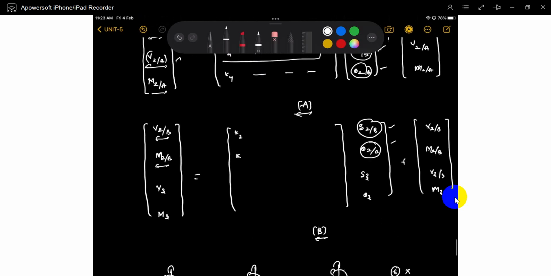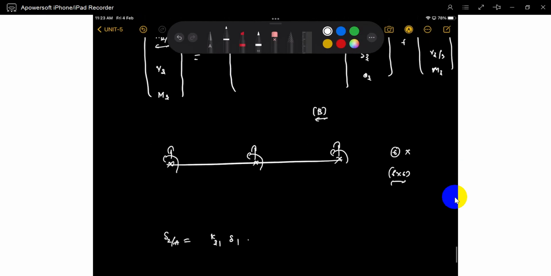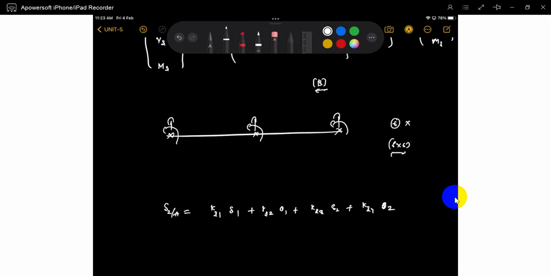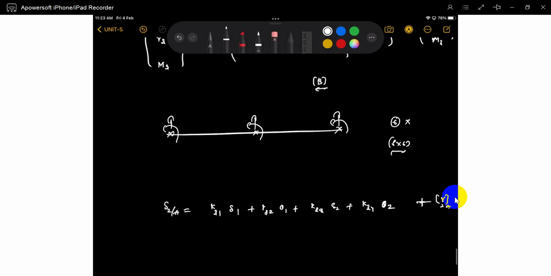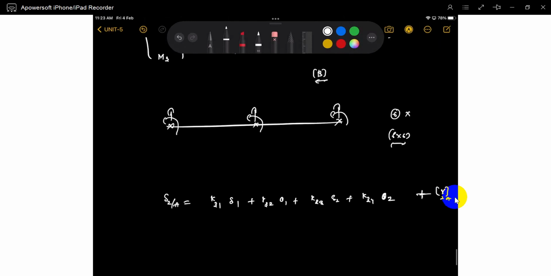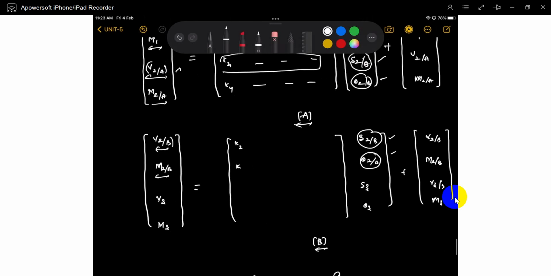So delta 1, are understood? K32 theta 1, K33 delta 2, K34 theta 2. That is the K21. So minus that value, I will explain. That's V. What is that value? V to A. Keep that aside. Okay, here V to B.